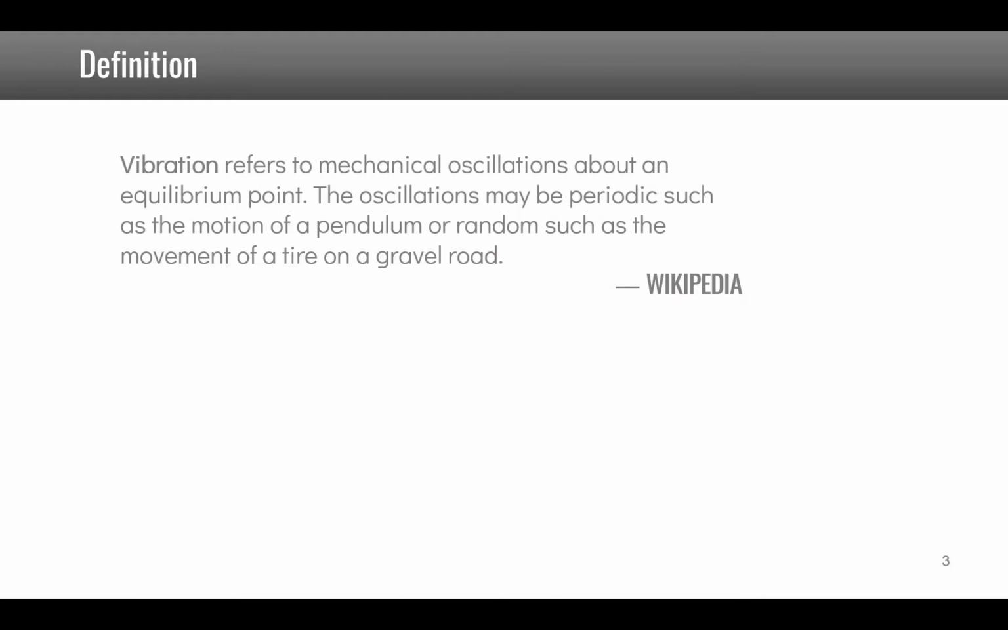According to Wikipedia, vibration refers to mechanical oscillations about an equilibrium point. The oscillations may be periodic, such as the motion of a pendulum, or random, such as the movement of a tire on a gravel road. So this is the oscillation of a pendulum around an equilibrium point, and this is the oscillation of a mass on a spring. Vibrations are around us.